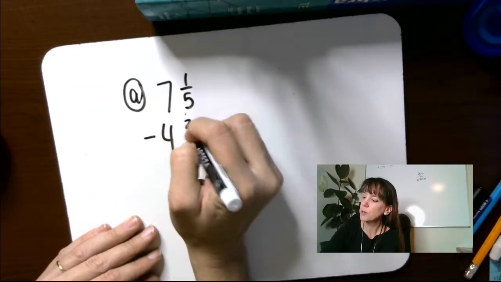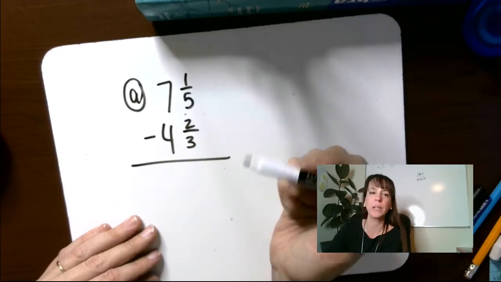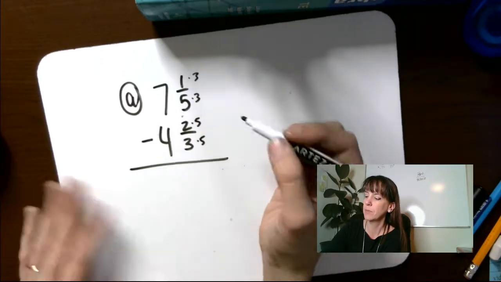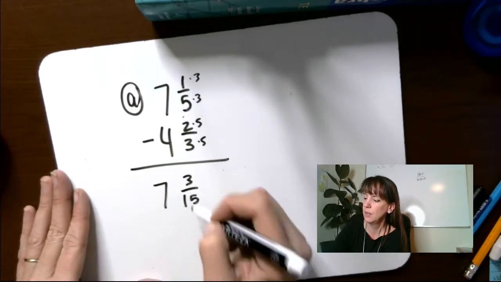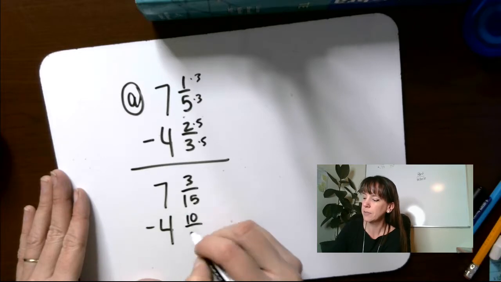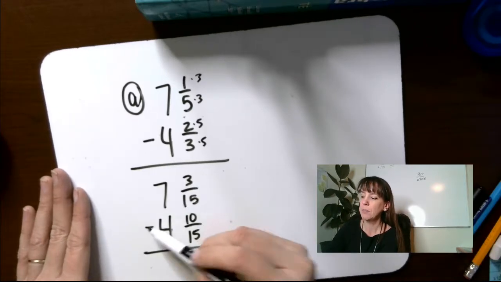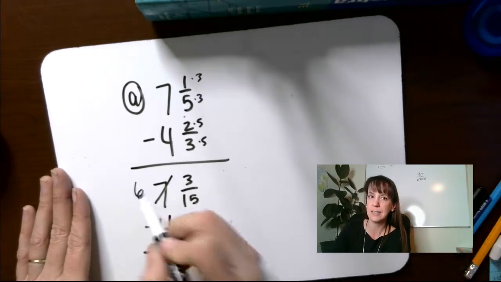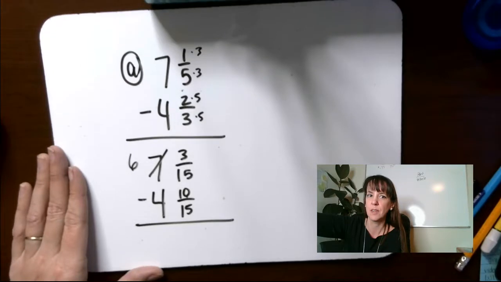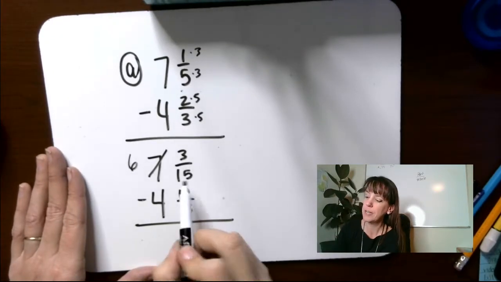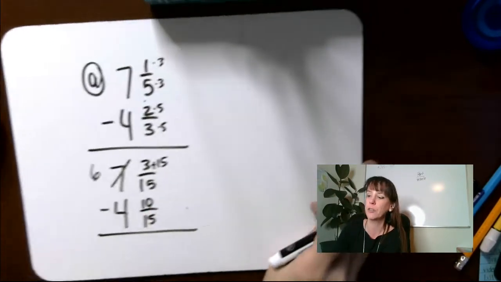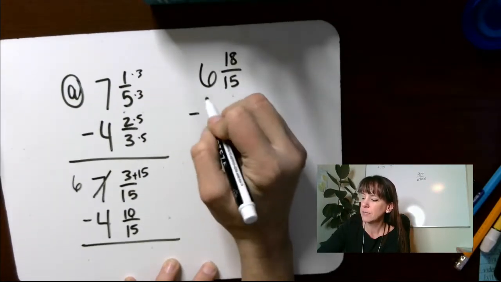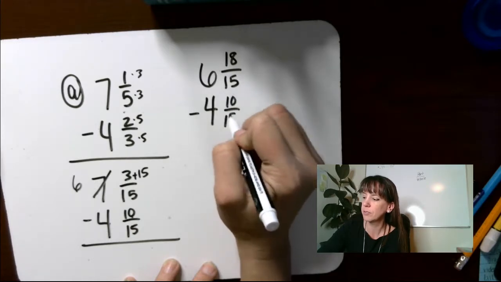minus 4 2/3. So our common denominator, 5 and 3, is going to be 15. Multiply this by 5, this by 5, this by 3, this by 3. We end up with 7 3/15 minus 4 10/15. When we go to do 3 minus 10, that gives us a negative number, so we have to borrow. We're going to borrow from here. This is going to be a 6. And whatever's on the bottom here gets added to the top, so we write it for a third time. We have 6 and 18 over 15 minus 4 and 10 over 15.